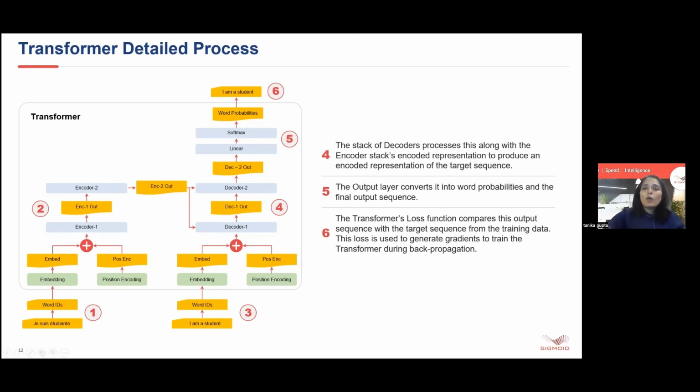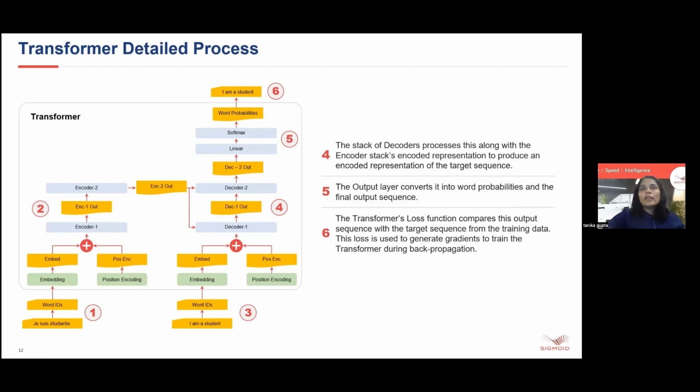Now the output layer finally converts it into word probabilities and the final output sequence. So this is how it works during the training phase. Then the transformer loss function compares this output sequence with the target sequence from the training data. The loss is basically used to generate gradients so that we do backpropagation and improve the model. And finally, once we have the final model, this is used for inference.